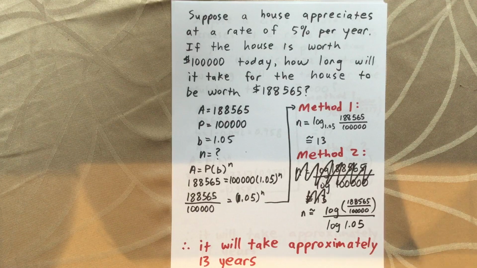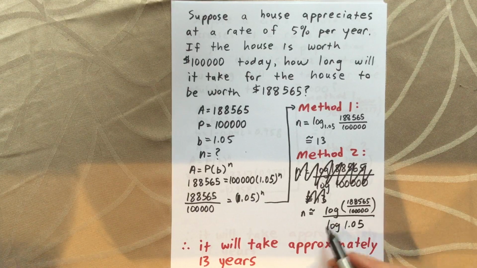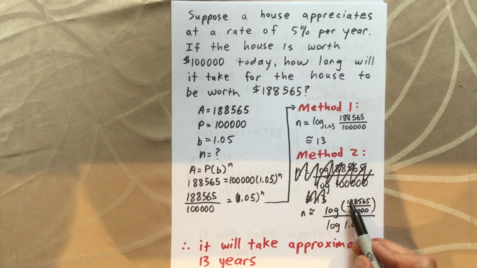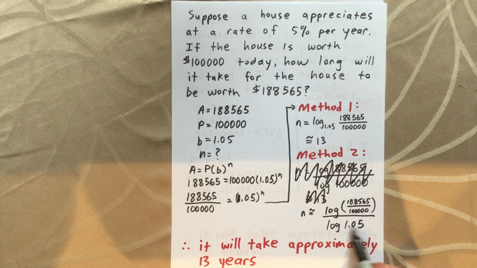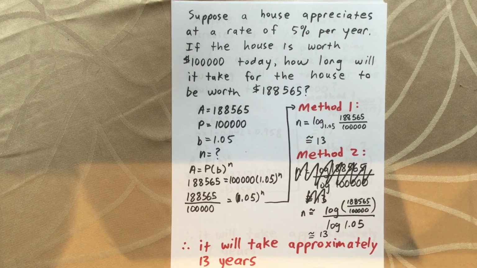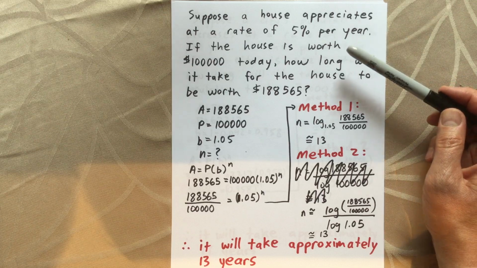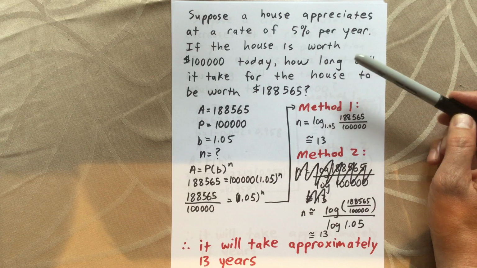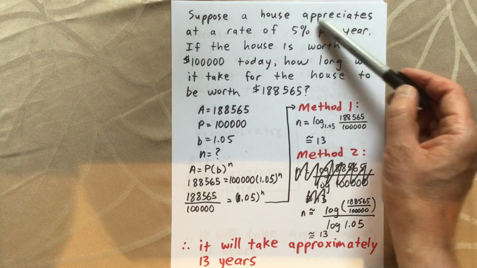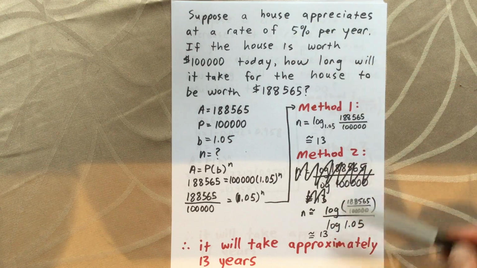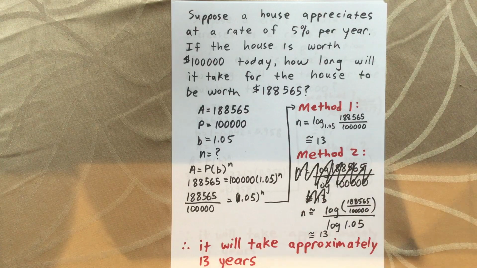Sorry about that. Anyways, when you plug that into your calculator, the log of this quantity divided by the log of this quantity, most calculators can handle that. Any scientific calculator can. The answer will be approximately 13. So N is approximately 13. Now going back up into the original question, we see it was asking us how long will it take, and it was 5% per year. So this 13 refers to the number of years, and we can say it will take approximately 13 years.